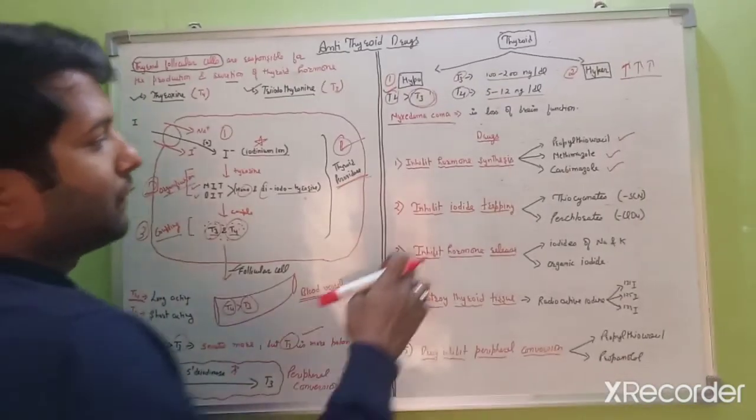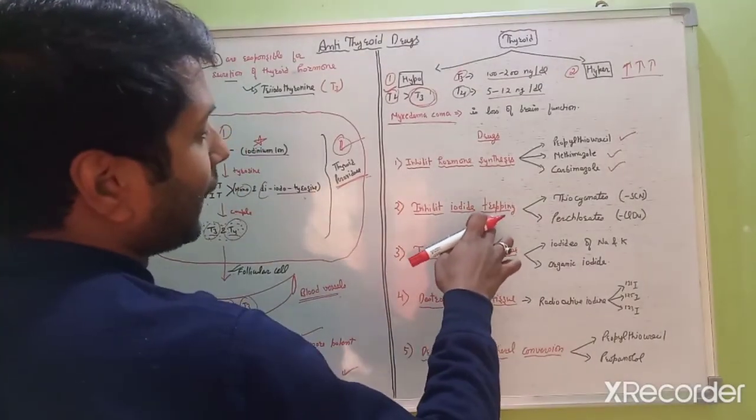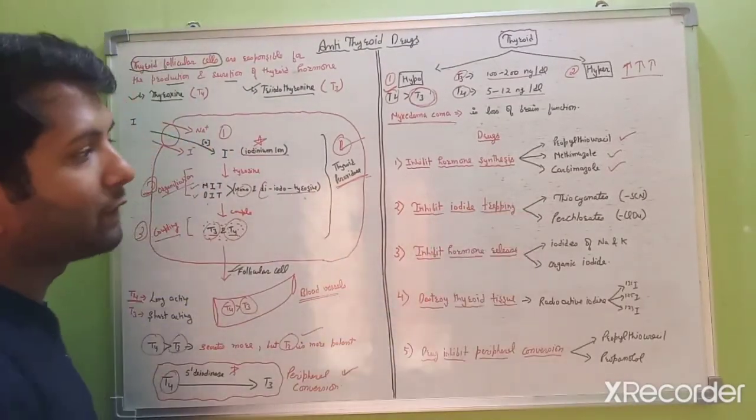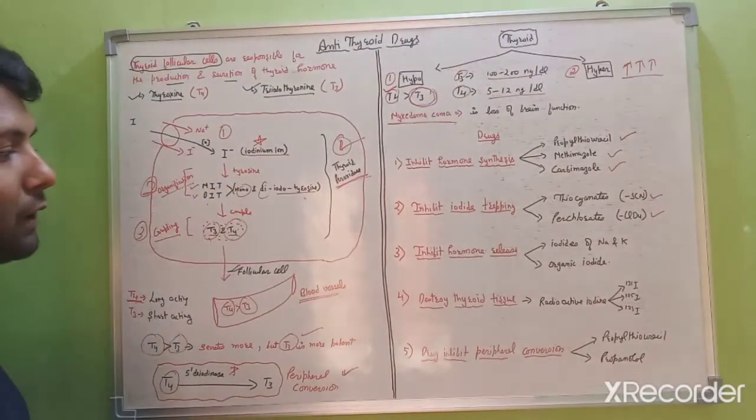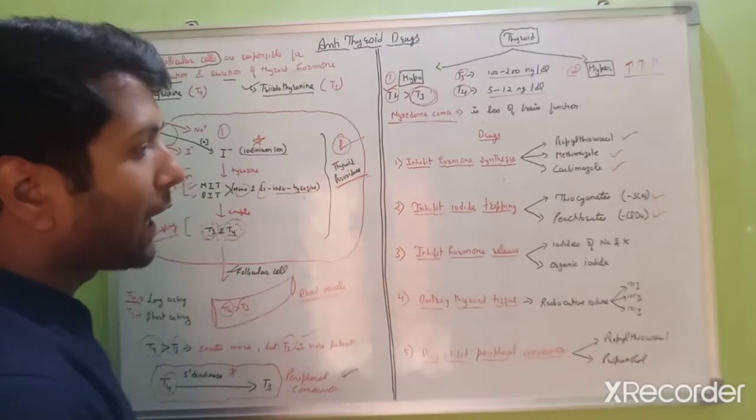Next are drugs that inhibit iodide trapping. In this we have drugs like thiocyanate and perchlorate. Next are drugs that inhibit hormone release.